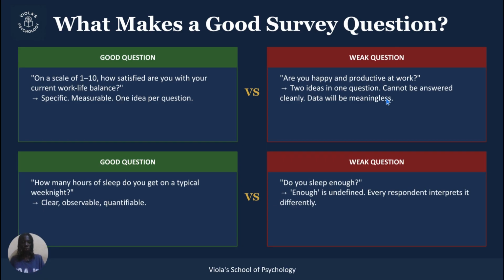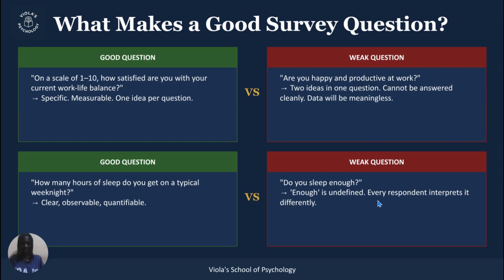Okay, so also we have seen a second pair of good question here, like how many hours of sleep do you get on a typical weeknight? Okay, so this is very clear. It's a very clear question. It's observable, it's quantifiable, because there are hours that can be measured. All right, and it has one idea. We're talking about a weeknight. Okay, so it's very good than when you just ask a question like, do you sleep enough?